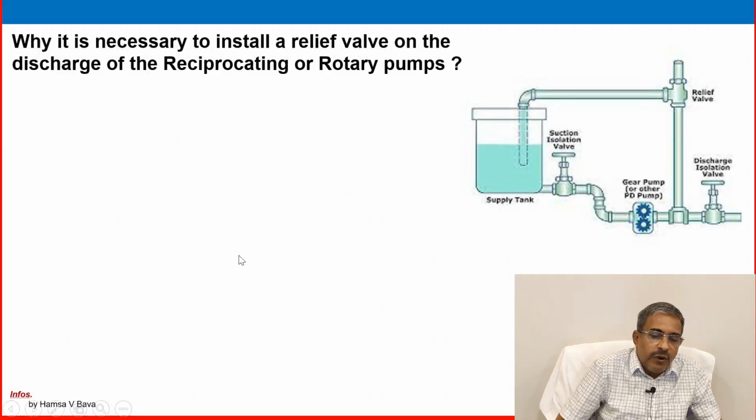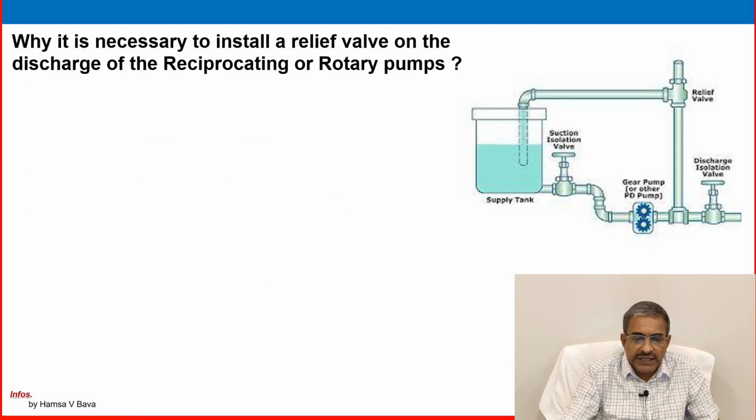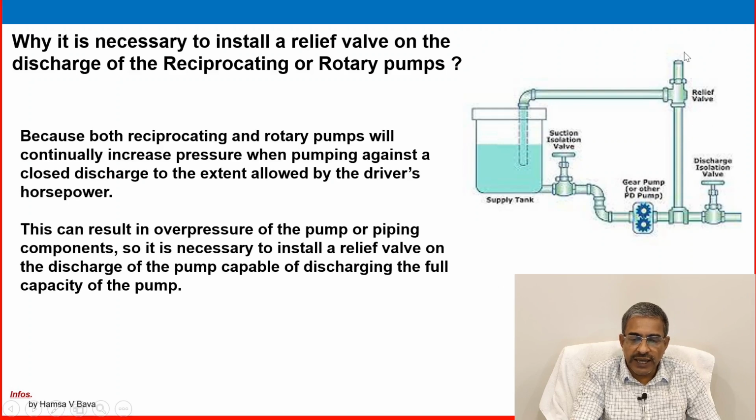Why it is, this is a very important safety aspect we are discussing now. Why is it necessary to install a relief valve on the discharge of the reciprocating or rotary pump? You can see here this is the supply source vessel, and the pump is here, a positive displacement or reciprocating pump, and the discharge valve is there, and this is the relief valve, and the relief valve return line is connected to the source. So what is the reason for installing a relief valve in a positive displacement pump?